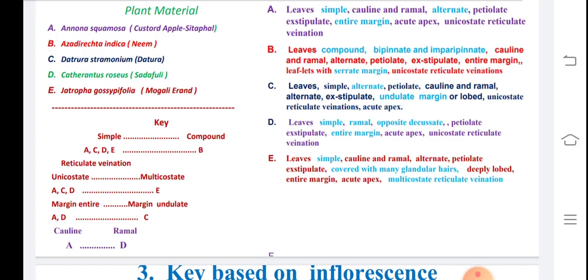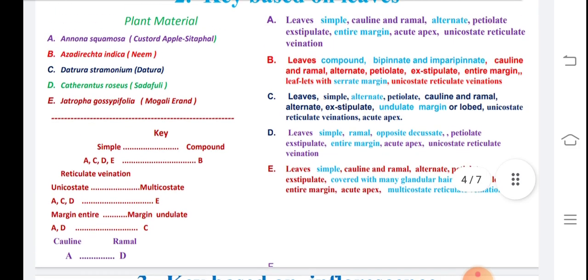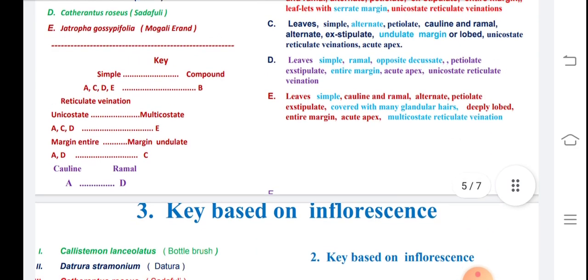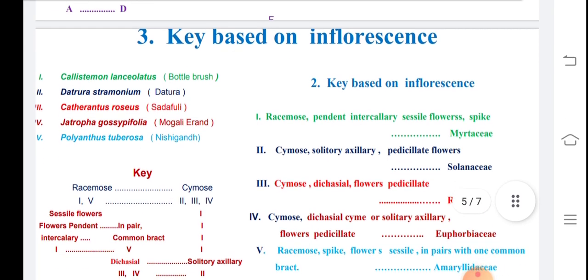And again A, C, D are classified into margin entire and margin undulate. So C material has the undulate margin, Catharanthus, and A and D are divided into cauline and ramal condition. Cauline means leaves on the main stem and ramal means leaves on the branches. So this is again the second simple key, right? So we'll see it in the classroom.